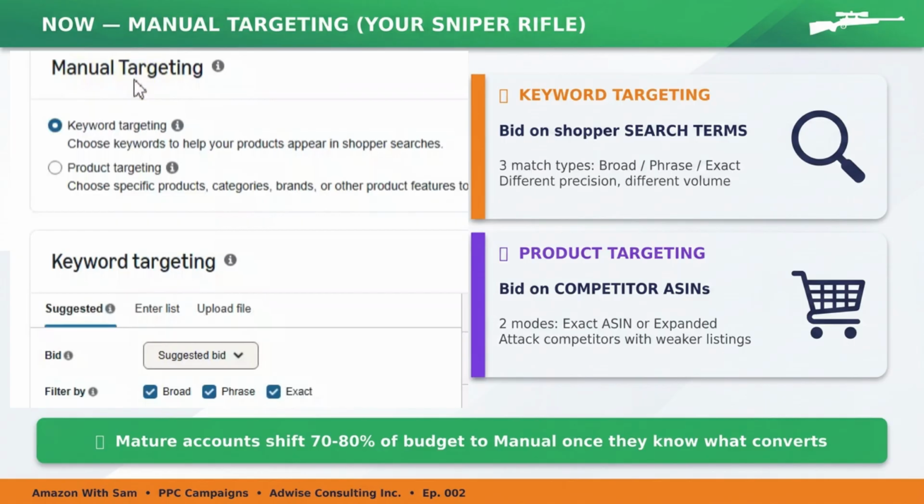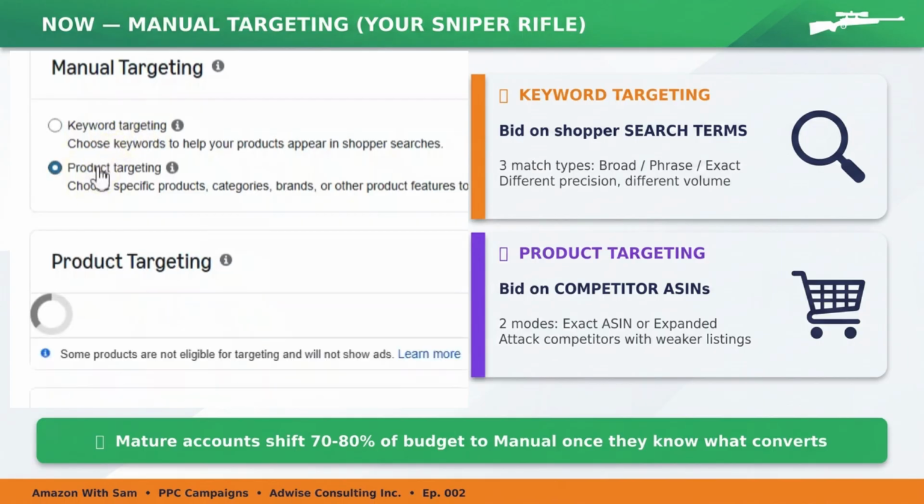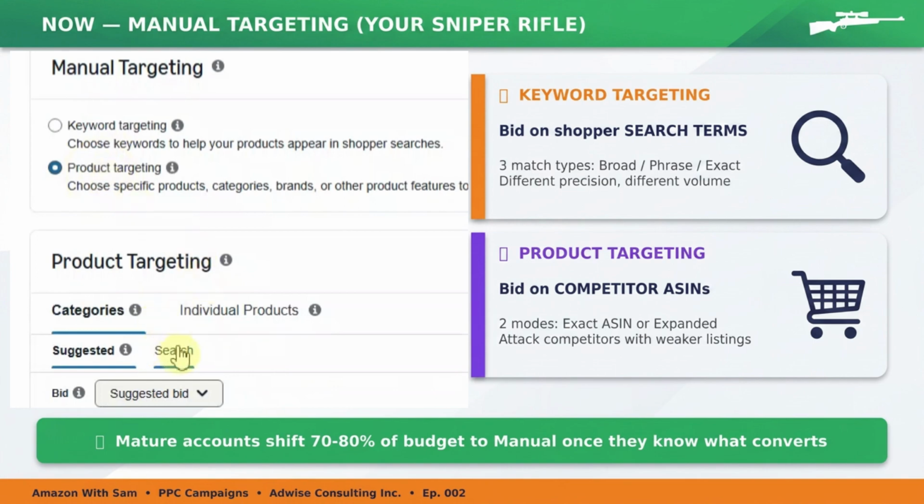You're done discovering. You know what works. You want to scale the winners. 2 flavors in manual. Keyword targeting. You pick the specific search terms shoppers type. Product targeting. You pick the specific competitor product pages where your ad shows. Both have their place. Let me show you keyword first.